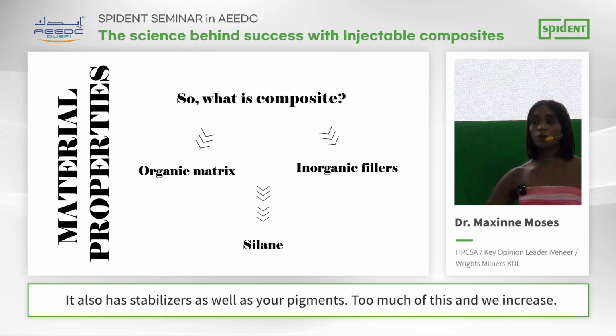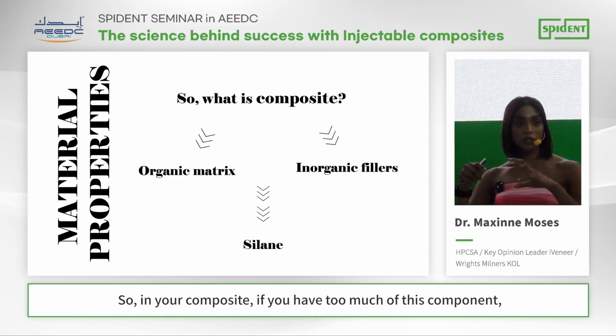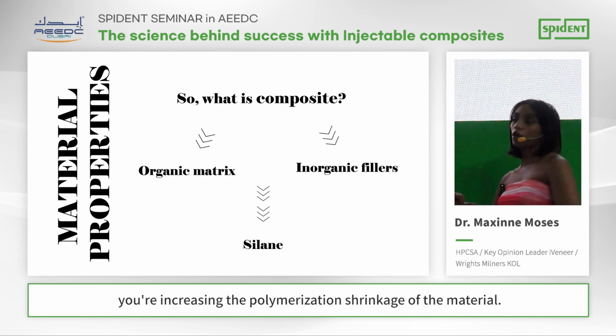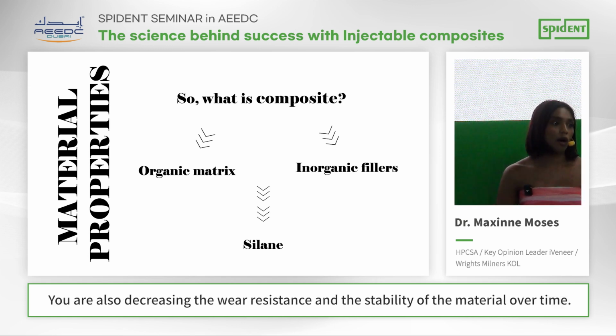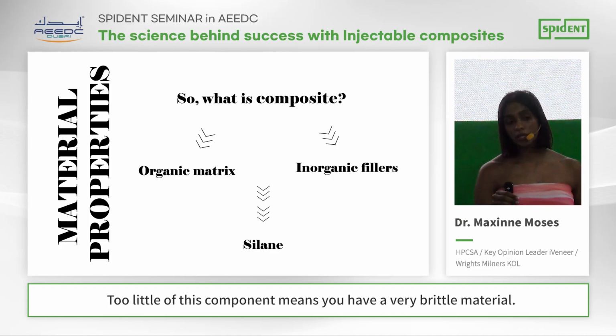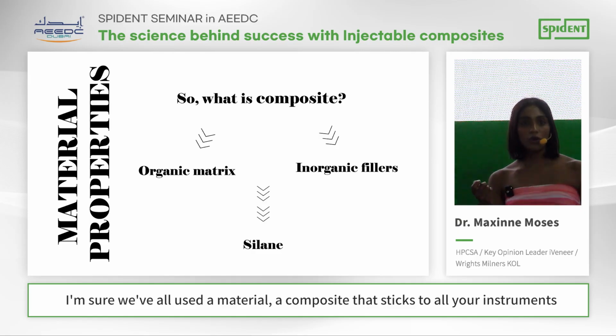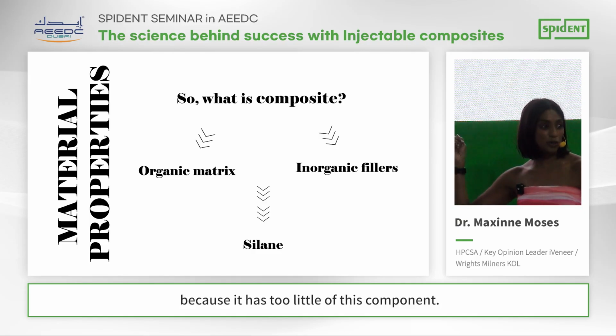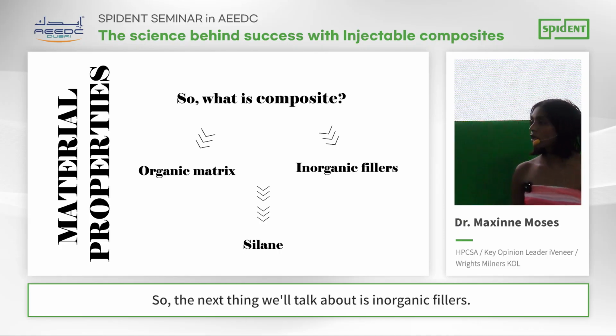If you have too much of this component in your composite, you're increasing the polymerization shrinkage of the material. You are also decreasing the wear resistance and the stability of the material over time. Too little of this component means you have a very brittle material. I'm sure we've all used a composite that sticks to all your instruments. It's because it has too little of this component.